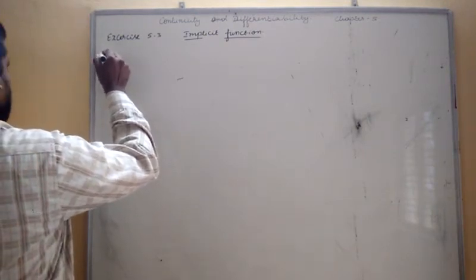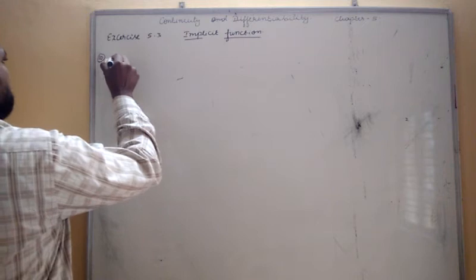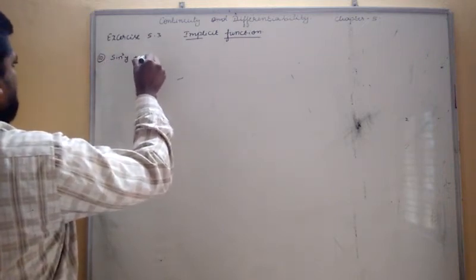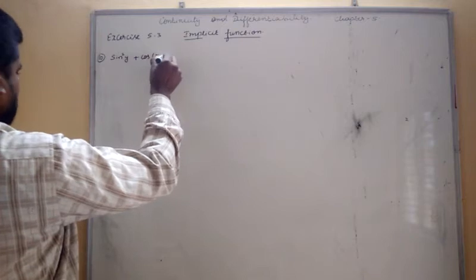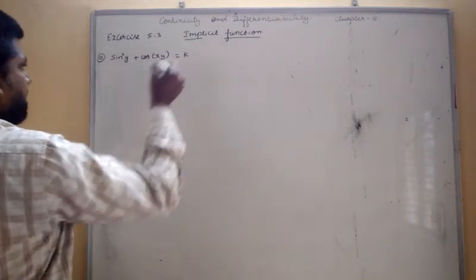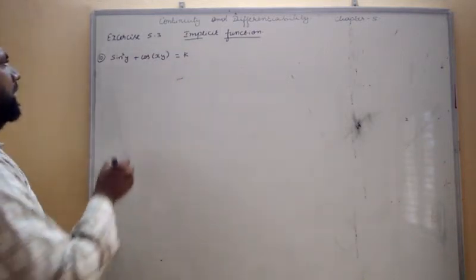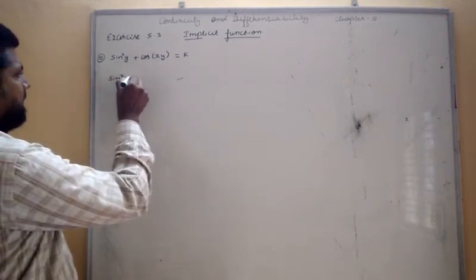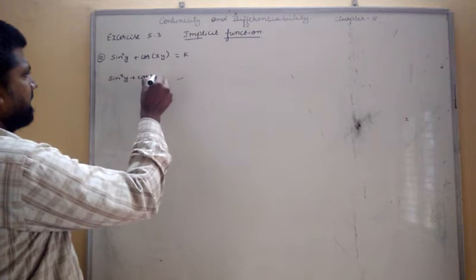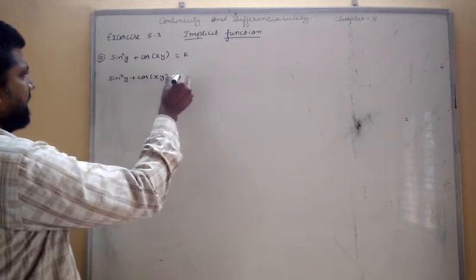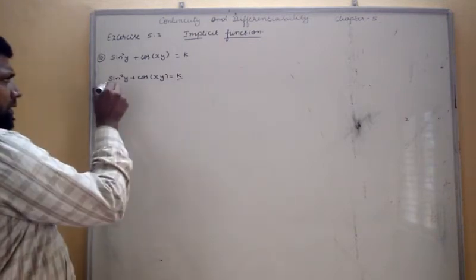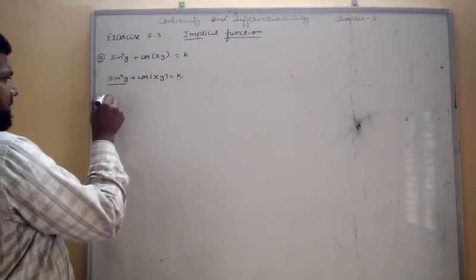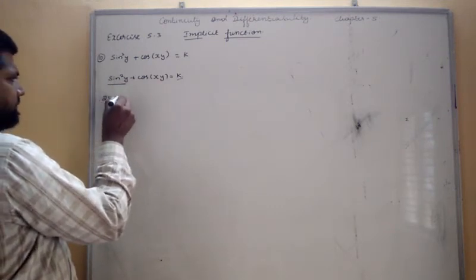Next question, the 10th one: sin squared y plus cos of xy is equal to k. Here he has given sin squared y plus cos of xy is equal to k. So apply the chain rule. The differentiation of x squared is 2x, so sin squared gives 2 sin y.